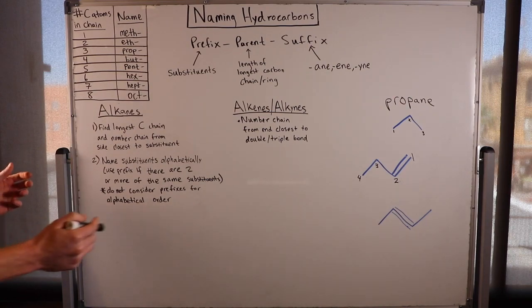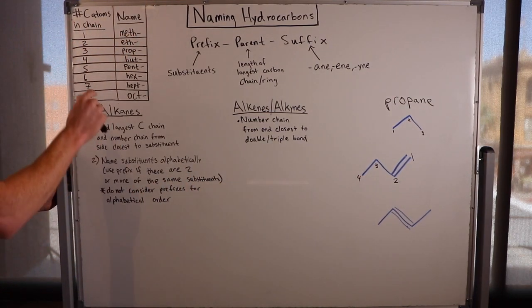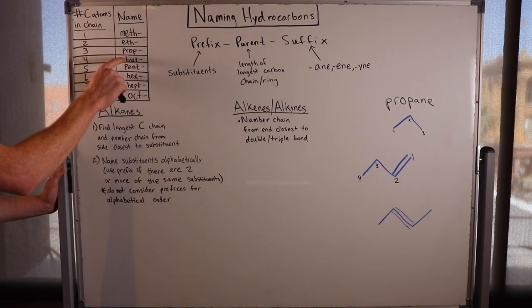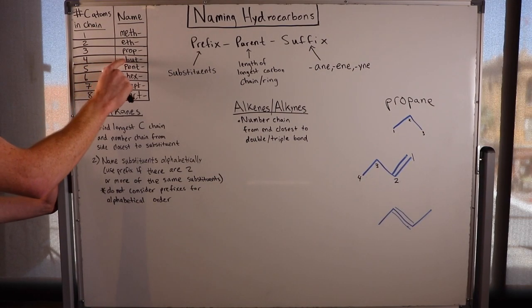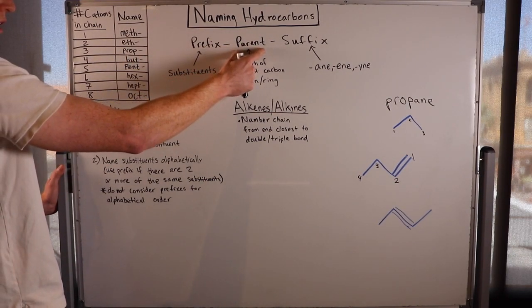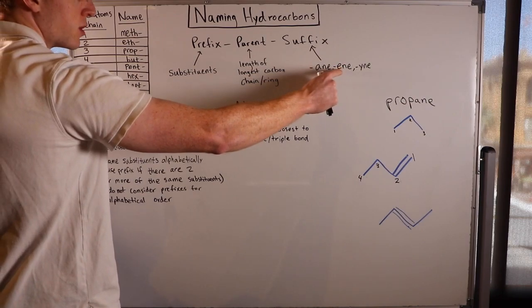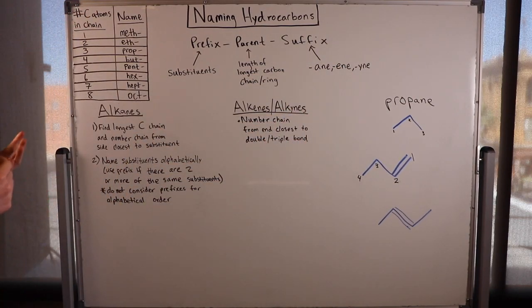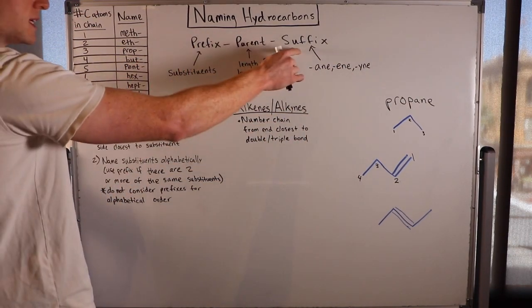So we know that this is a 4-carbon chain, so we see here that it is going to be but-, and also note we have no substituent, so no prefix, so but- is going to be our parent, and then the suffix is going to be -ene, since it's an alkene. So this is going to be butene.